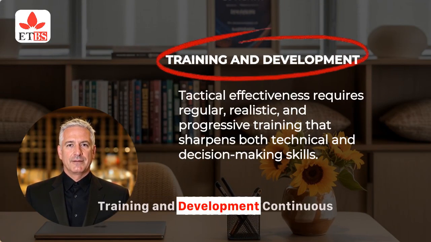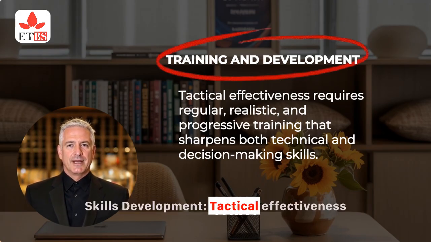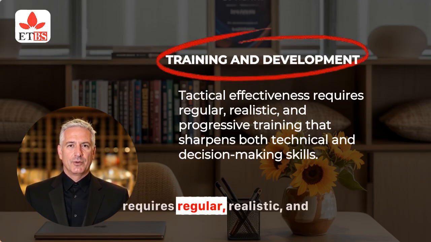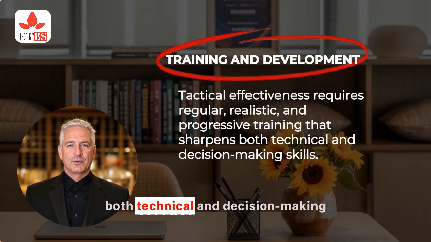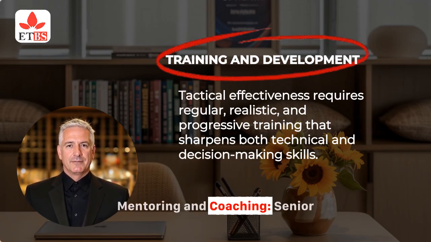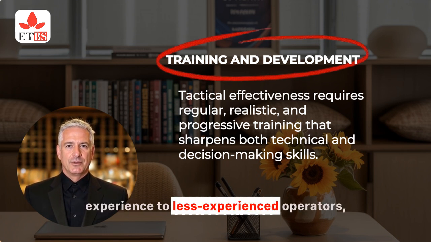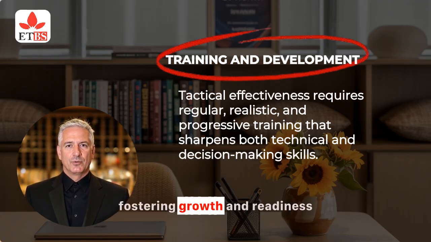Training and development. Continuous skills development. Tactical effectiveness requires regular, realistic, and progressive training that sharpens both technical and decision-making skills. Mentoring and coaching. Senior team members should guide, support, and pass on experience to less experienced operators, fostering growth and readiness within the unit.